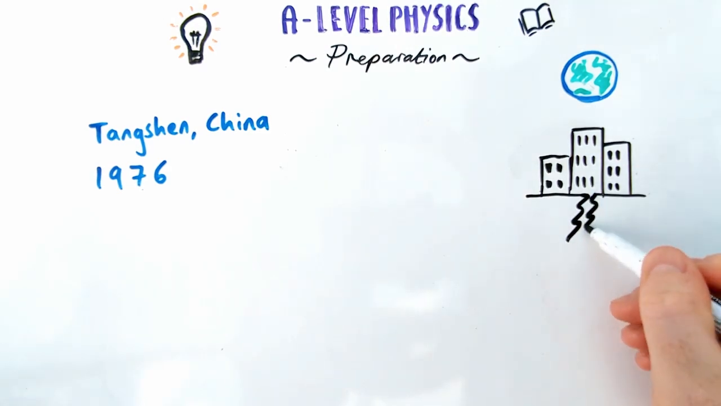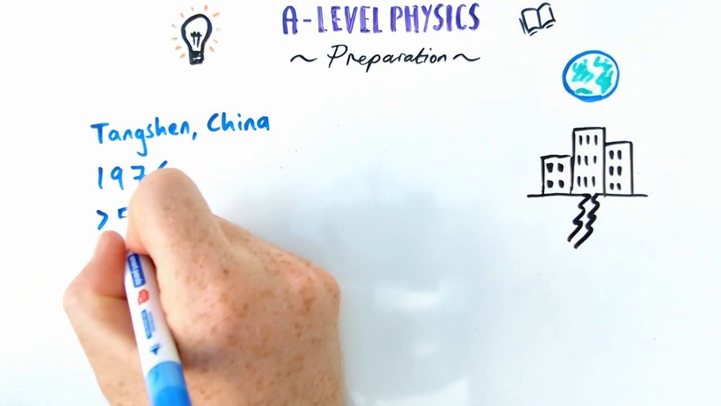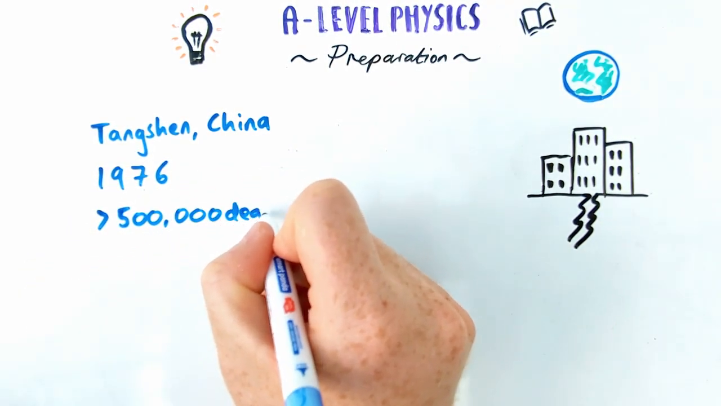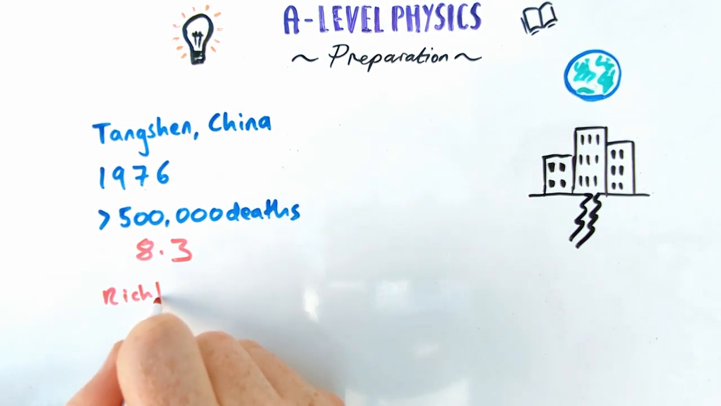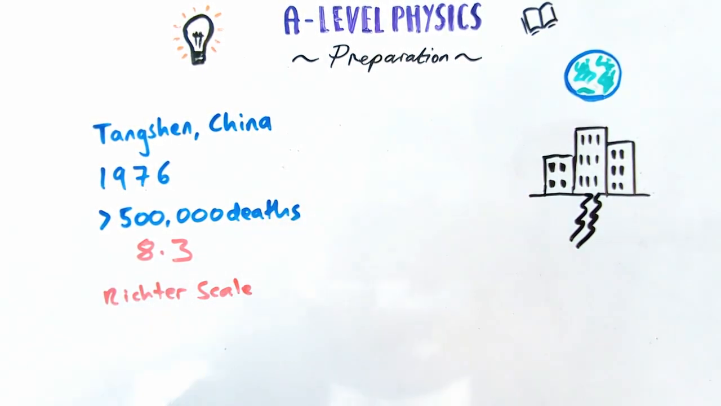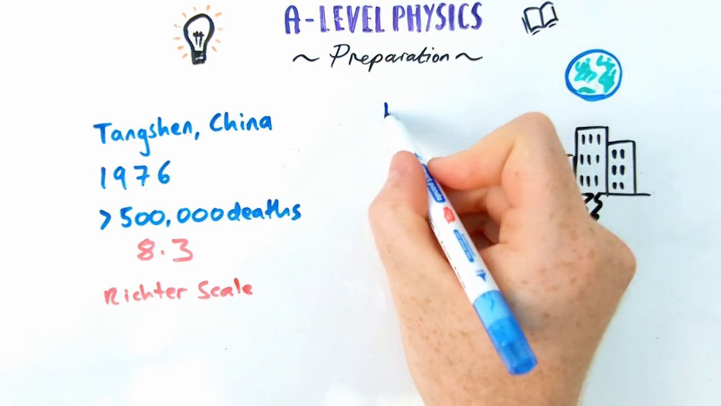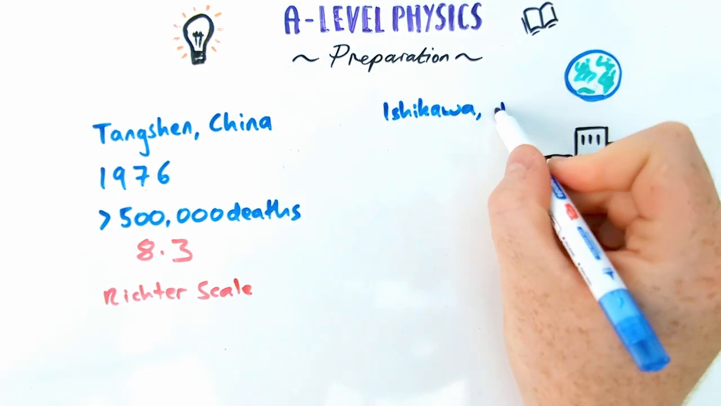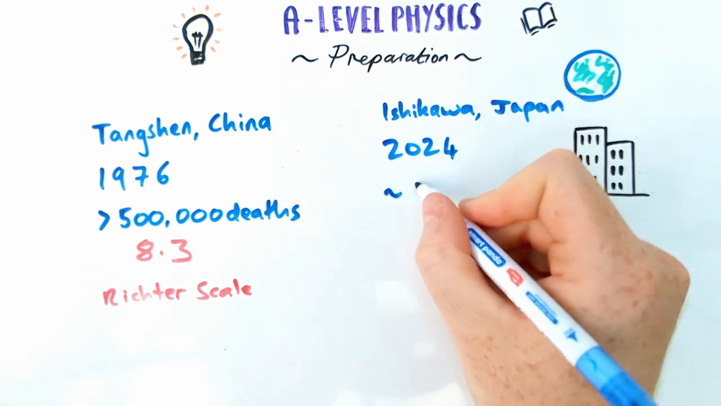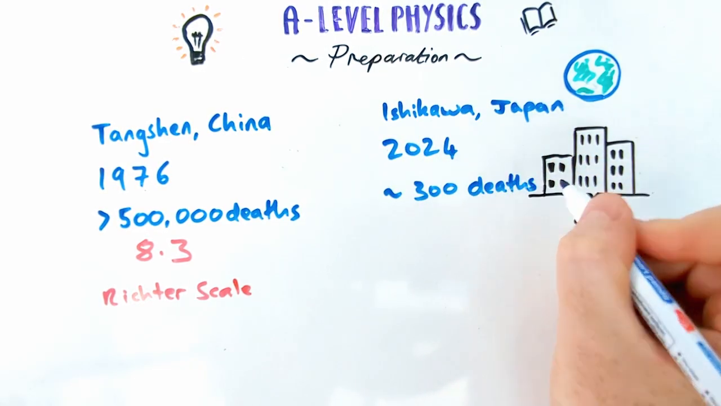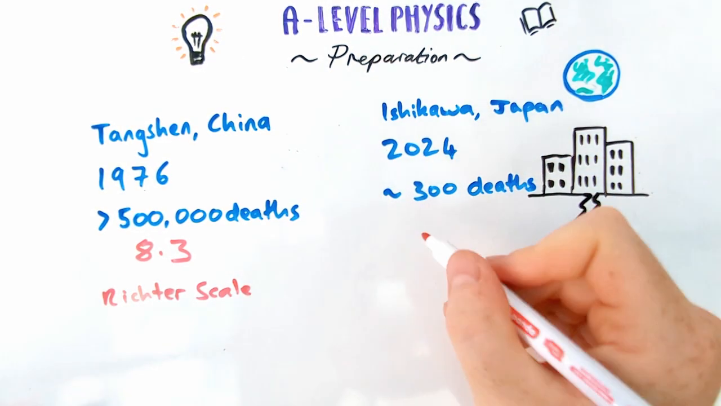One of the most deadly earthquakes of all time took place in Tangshan, China in 1976, with an estimated death toll of 500,000 people. It measured 8.3 on the Richter scale. Now, compare that to a more recent earthquake from this year in Ishikawa, Japan, which had approximately 300 deaths, even though it measured fairly similarly on the Richter scale, 7.5.